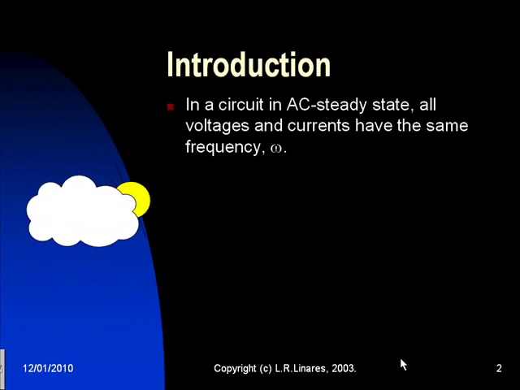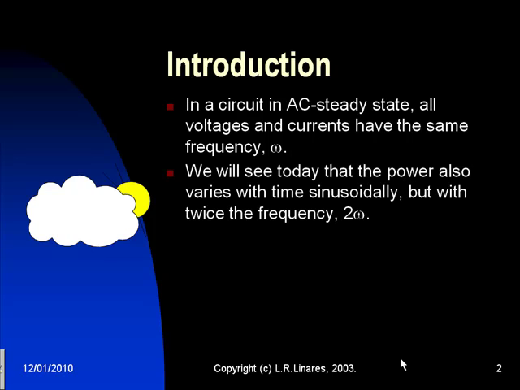In a circuit in AC steady state, all the voltages and all the currents have the same frequency, omega radians per second. In Canada and the United States, that frequency is 377 radians per second. In Europe, it is approximately 314 radians per second. Today we will see that the power is also changing sinusoidally with time, but with twice the frequency.